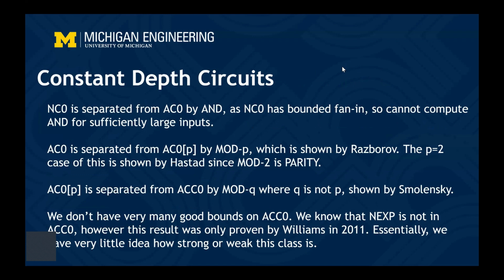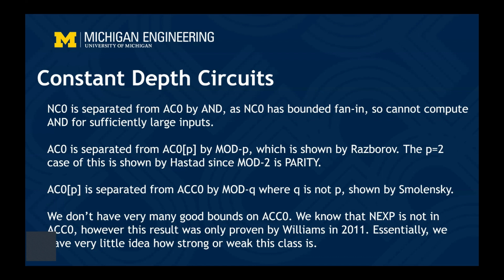Now we're going to talk about constant depth circuits. As we previously saw, we talked about NC, which contains polylog depth circuits. It seems like we can do a lot with just NC1 and NC2. How much can we do with NC0? This turns out to be pretty interesting because a lot of these circuit classes are extremely weak up until we hit ACC0. So let's go through this.